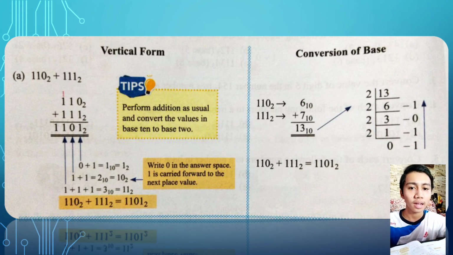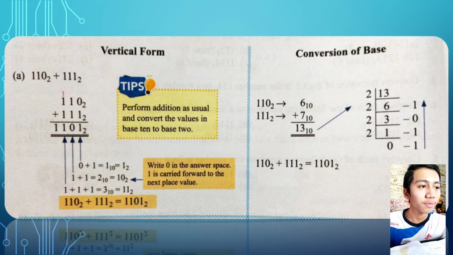But we don't want the number in base 10. We want the number in base 2. So we convert it back to base 2, which is 13 divided by 2, which is 6. We have balance 1. And then we divide again, 6 by 2 is 3. We have balance 0. But we still have 3 there. So we need to continue dividing.